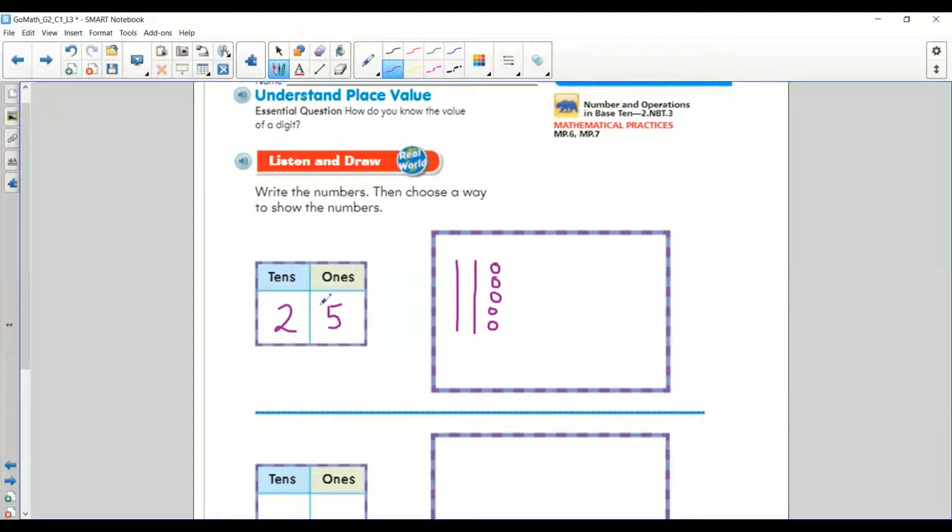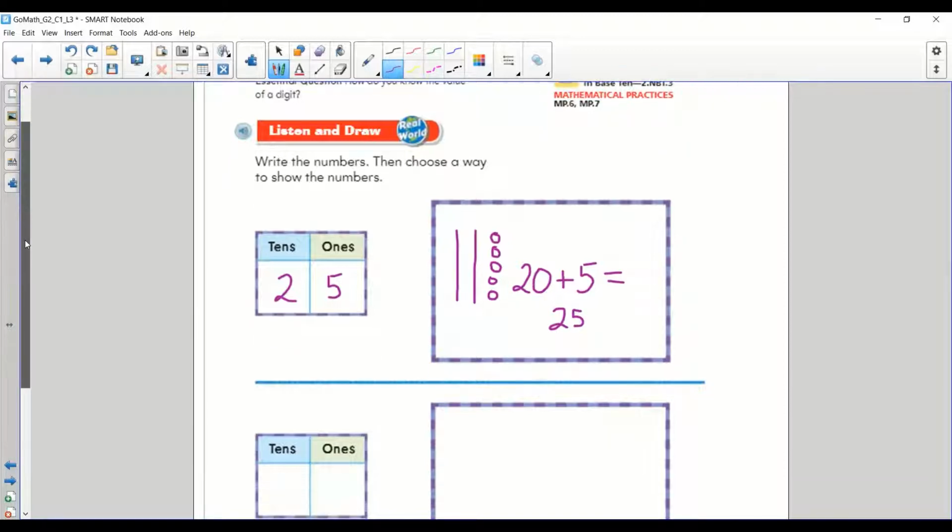We can also show the value of the tens. Can you count to 10? Count by tens 2 times? 10, 20. So we can say 20 plus, how many ones do we have? That's right, we have 5 ones. So we can show 5. 20 plus 5 is also equal to 25. And we can say that equals 25. So those are different ways that we can show the number.